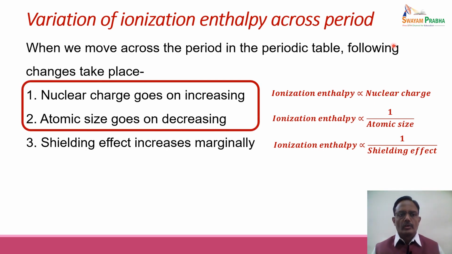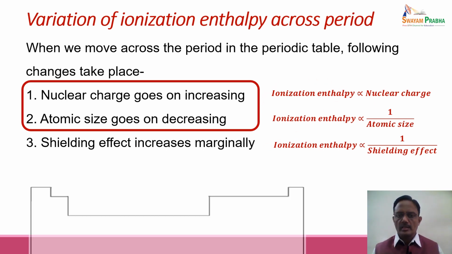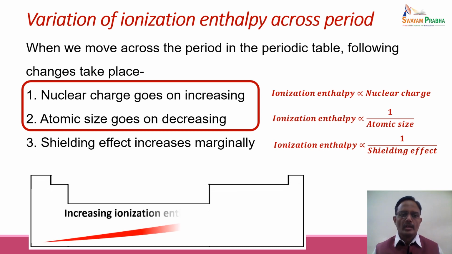As a result, the overall effect is the synergistic effect of these two factors, the increase in nuclear charge and decrease in atomic size. Both of them lead to an increase in the ionization enthalpy when we move from left to right in a periodic table. So in short, what we can summarize is, when we move from left to right in a particular period, the ionization enthalpy goes on increasing.